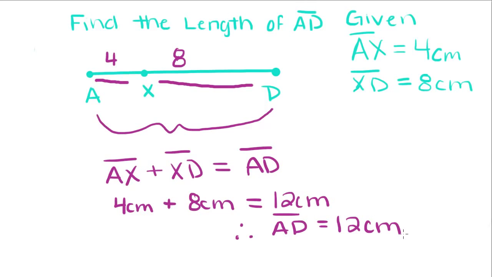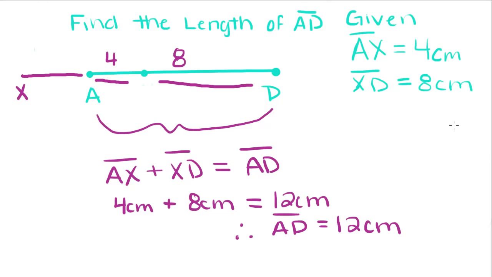Now, the only reason we can do this is because X lies in between A and D. If say X was over here somewhere, and this was X, and we wanted to find the length of AD, we couldn't do anything with X. It's only because X is between A and D that we can add AX plus XD.